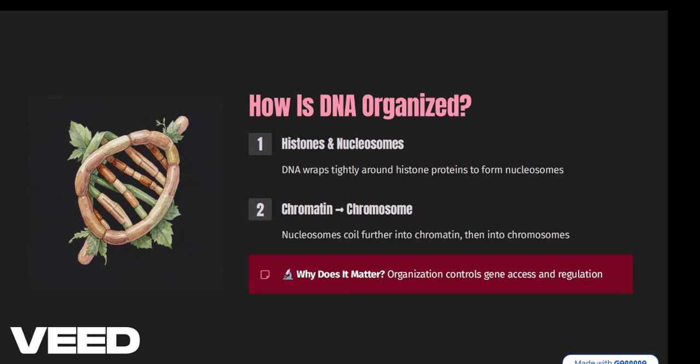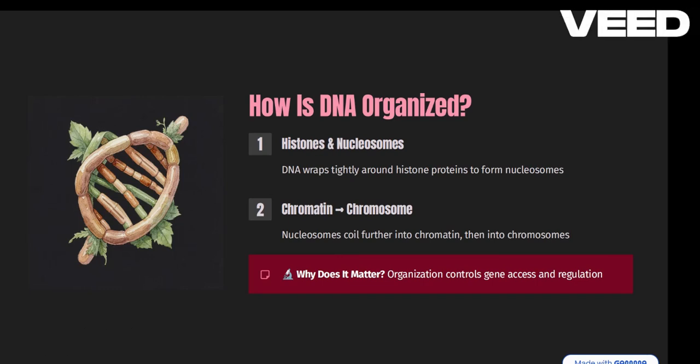Think of it like a very long thread. If you leave the thread loose, it will occupy a lot of space. But if you carefully wind and organize it, it can fit into a small space. The cell does something similar with DNA. This organization allows the cell to store a very large amount of genetic information in a small space.